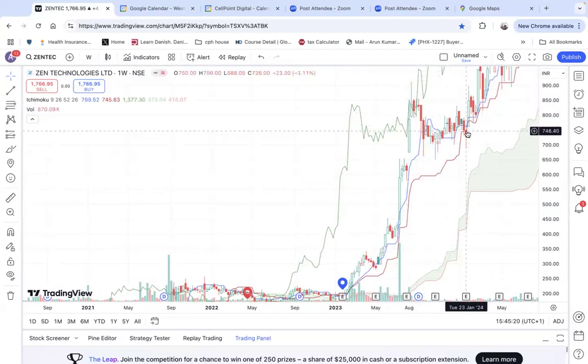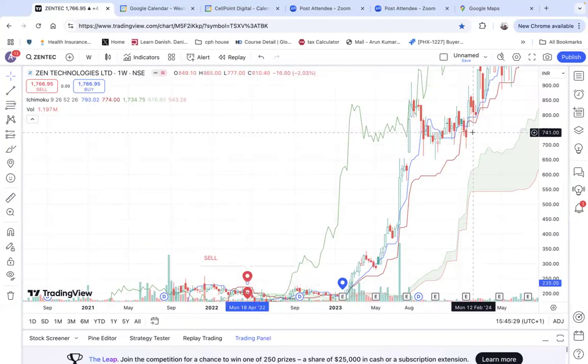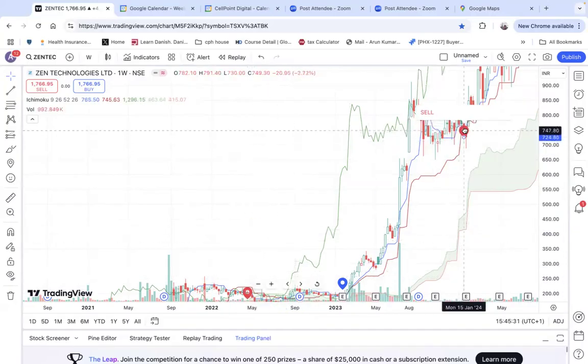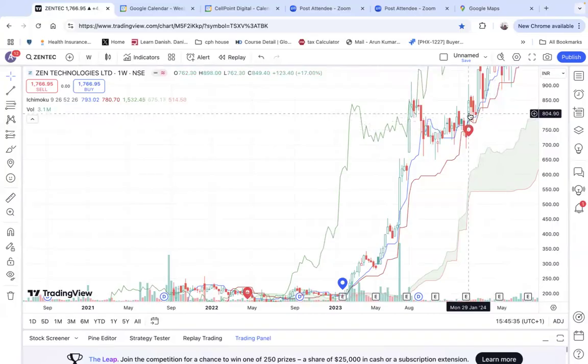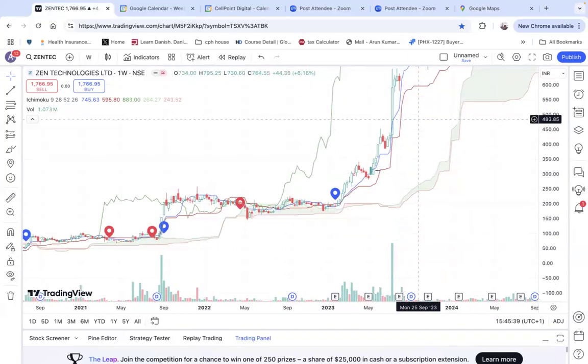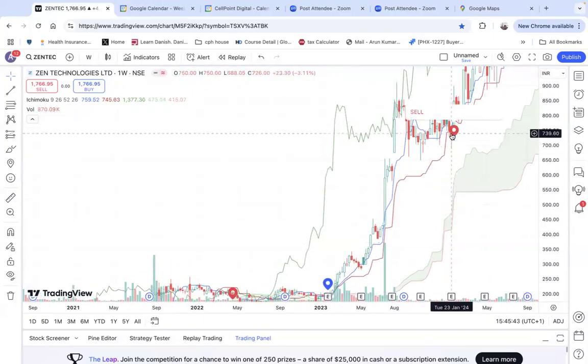Here, only at this point, the price drops below the red line. So this is a sell point for me. I would have sold some of my stocks here. But then the next week, again, it goes high. So it really depends. You see, this stock has gone from 200 rupees all the way to 750.